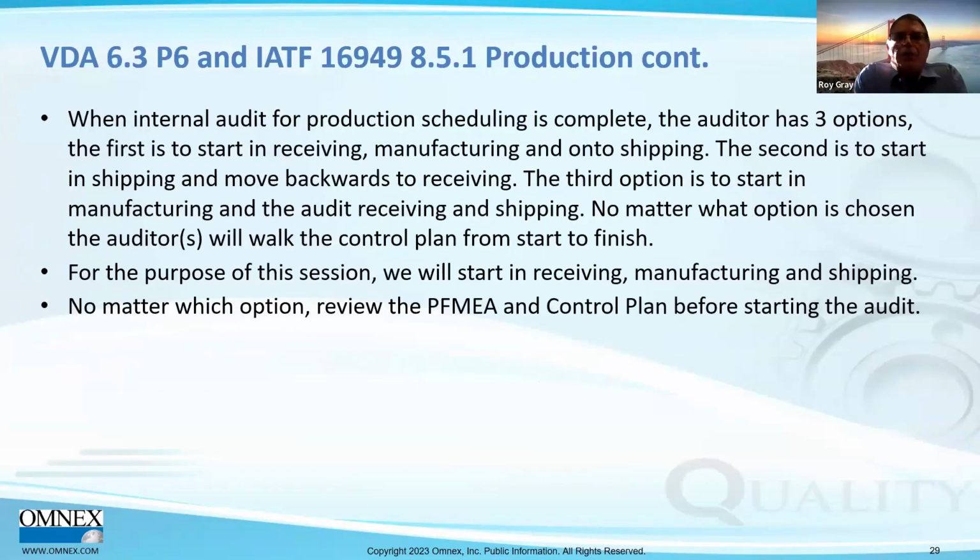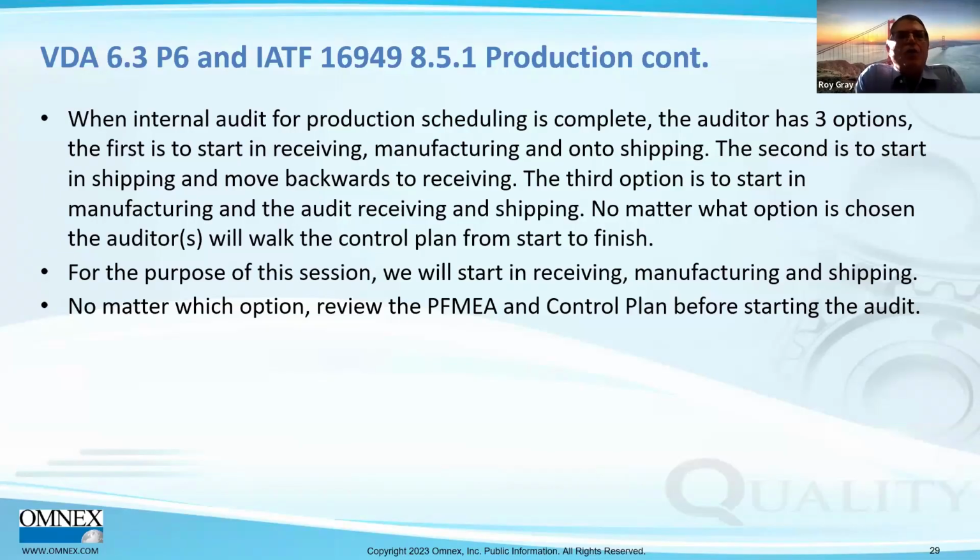And then of course, internal audit for production scheduling is going to be complete. The auditor has three options. The first is to start in receiving, then manufacturing, and on to shipping. The second is to start in shipping and move backwards into receiving. And the third option, which is what I normally do, is to start in manufacturing and then go to receiving and shipping.